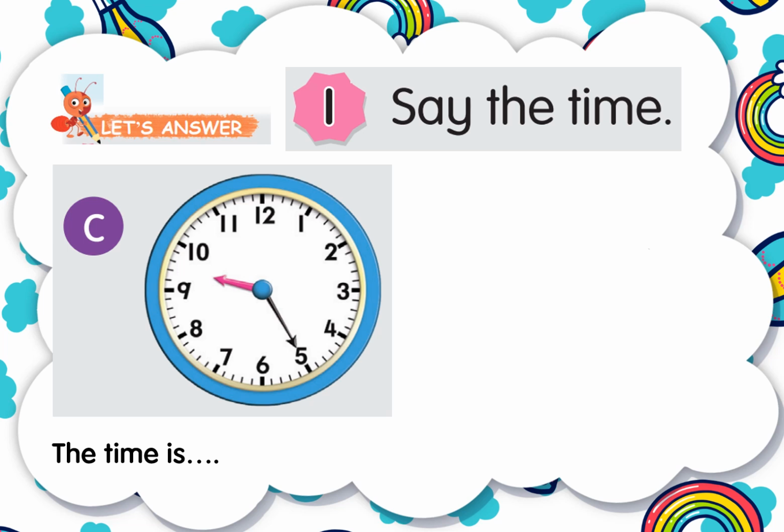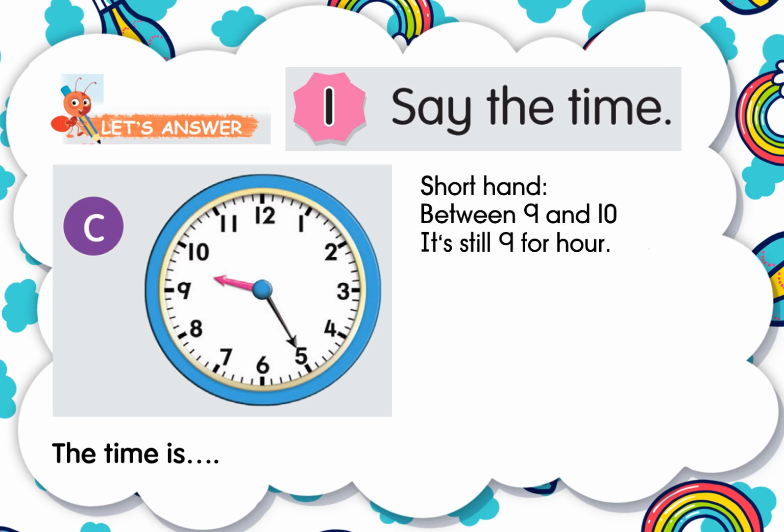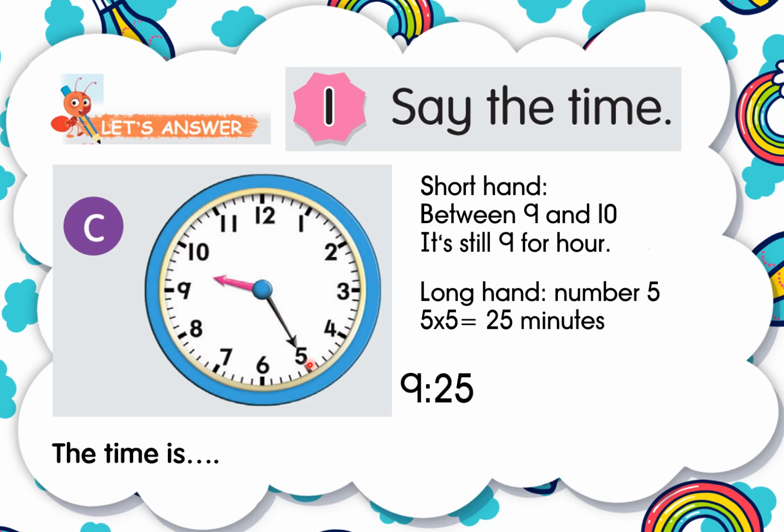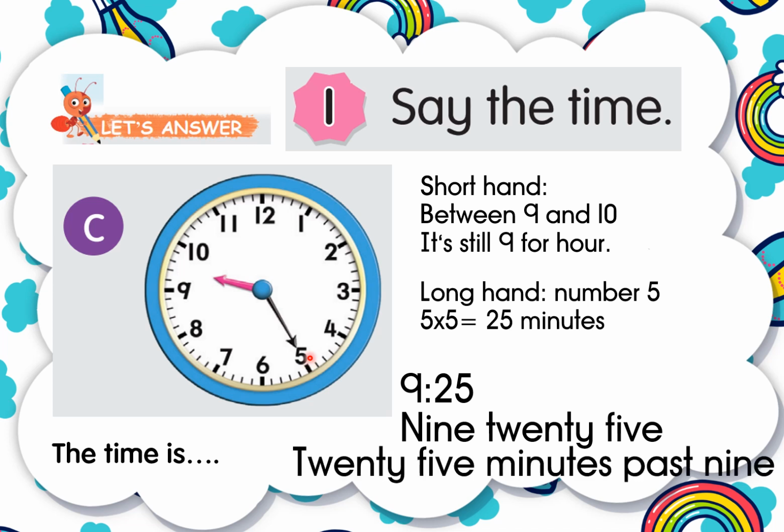Look at question 1c. What is the time? Short hand between 9 and 10. It's still 9 for hours. Long hand points to number 5. So 5 times 5 equals 25. 25 minutes. So what is the time? 9:25 or 25 minutes past 9.